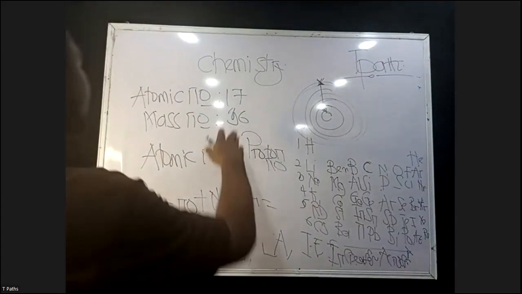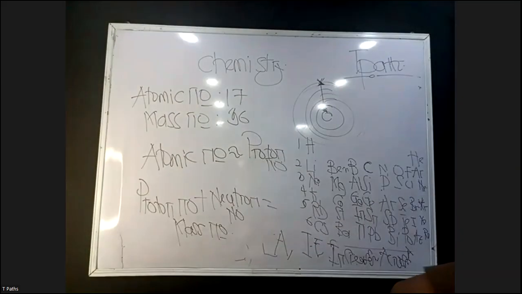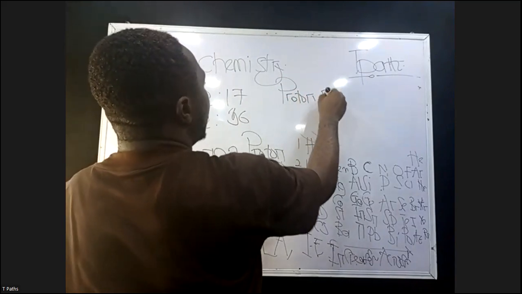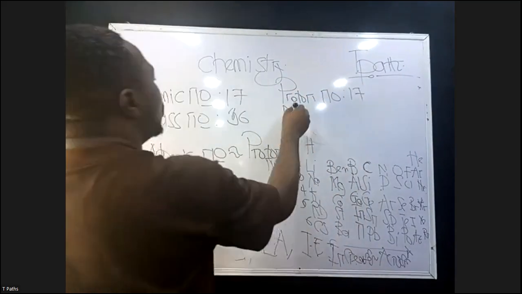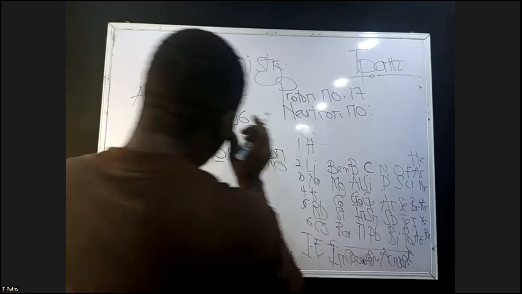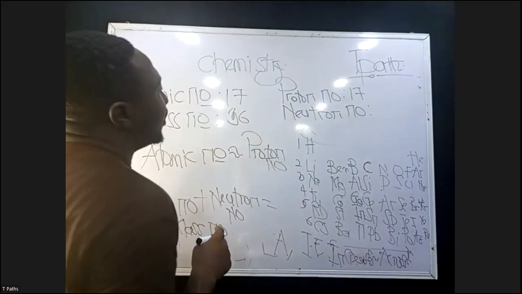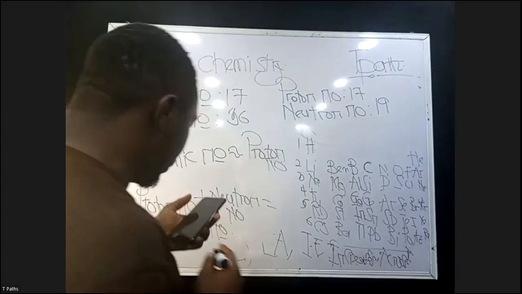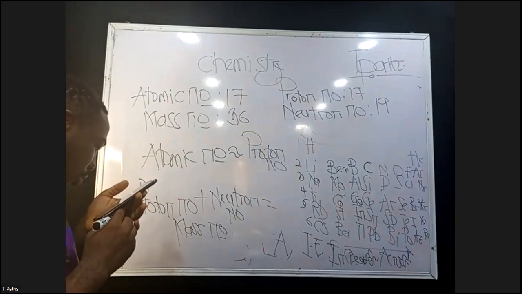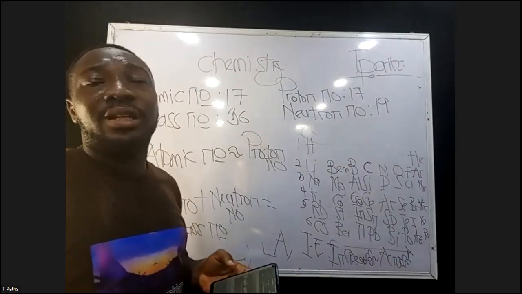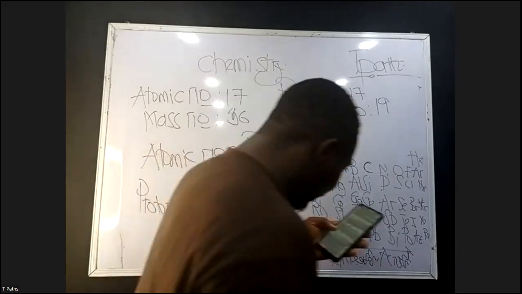So if the atomic number is 17, we can conclude that the proton number is also 17. The neutron number will be 36 minus 17, which is 19. So neutrons is 19 and proton number is 17. So the best option is option C.